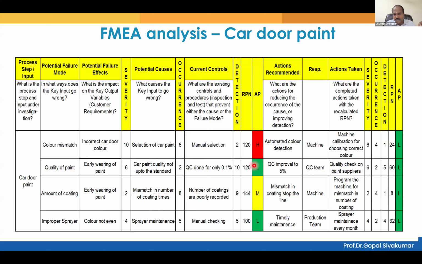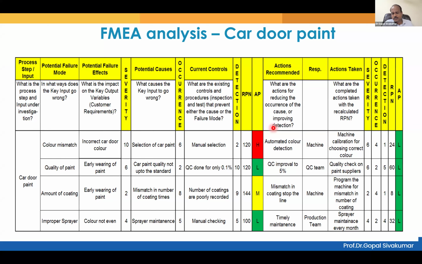Can you see another failure mode that is also 120, but look at the action priority. Low. Do you understand? Now, which one gets prioritized? The red one. The one that has higher severity. Very good. So the action priority table's purpose is to correctly prioritize if there is a clash. And even if there is no clash, I still recommend you refer to the action priority table and find out which gets high priority, which gets low priority, and then decide.